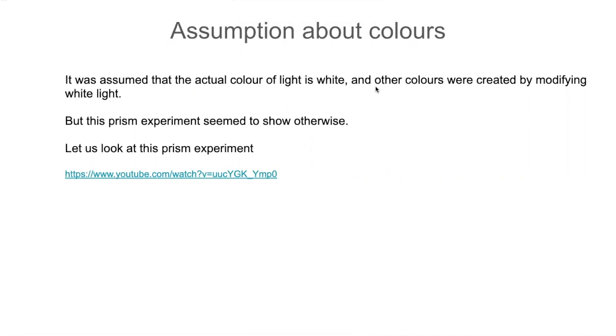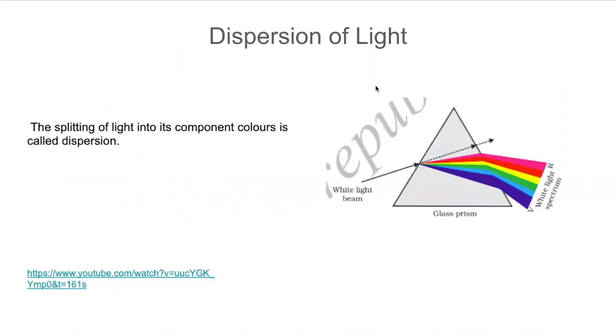So a better way to explain the colors is that white light is composed of all the colors. Let us see. First of all, I told you what is dispersion. This is the splitting of white light into its component colors, that is Vibgyor, okay, is called dispersion.